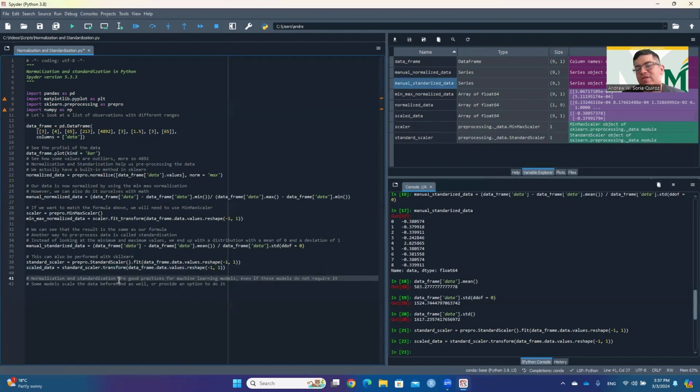Now, these are good practices, even if you're not using a machine learning model, they can help you understand better how your data looks. You could just take this and then plot it. That will give you a nice range from 0 to 1, for example, in the case of normalization. In the case of standardization, it will give you a better understanding of how your data looks compared to the standard distribution, the uniform distribution.